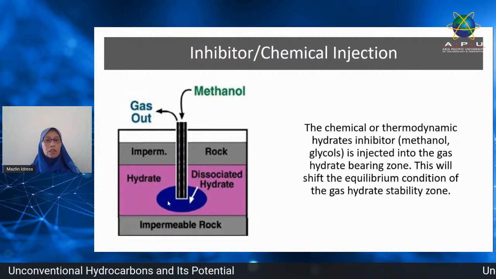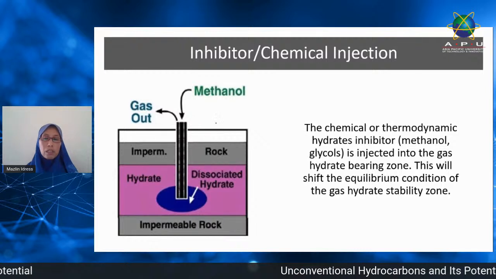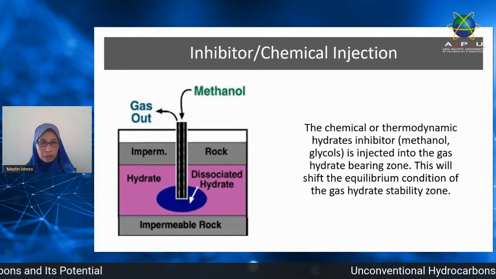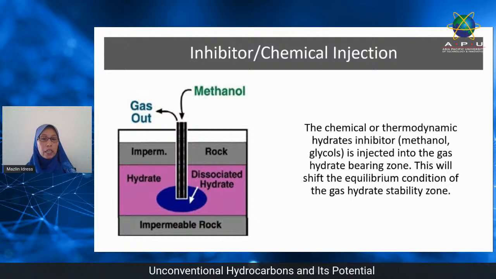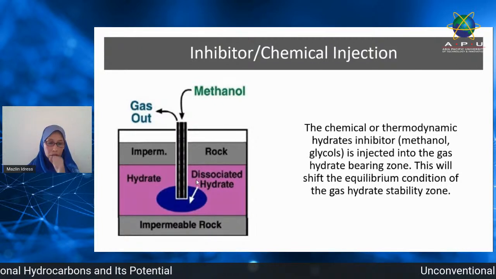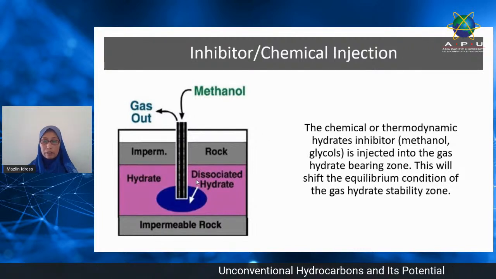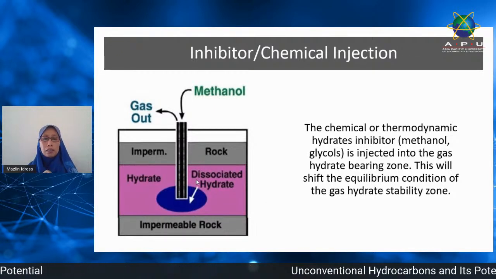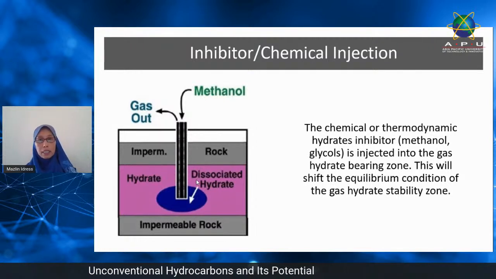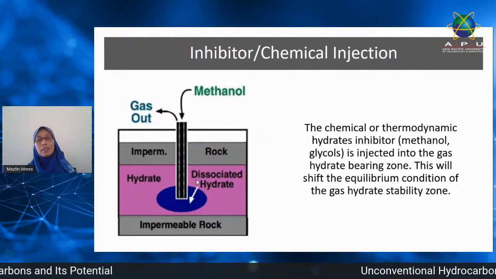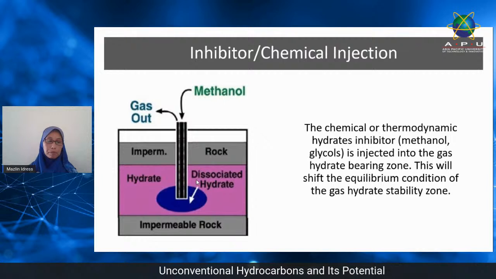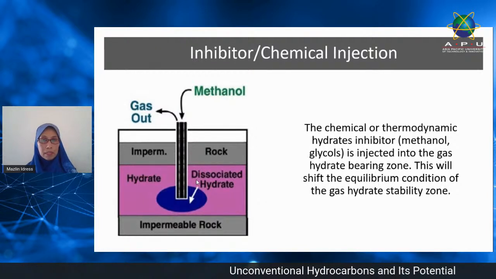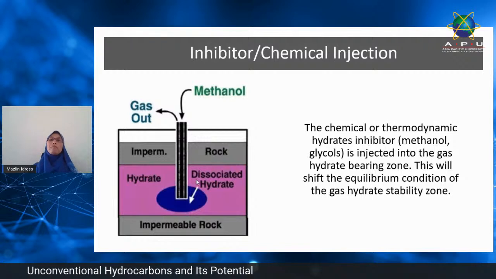For this method, for example, as shown in the figure here, a chemical or thermodynamic hydrate inhibitor such as methanol or glycols is injected into the gas hydrate bearing zone. This will shift the equilibrium condition of the gas hydrate stability zone. It will shift the gas hydrate curve, the gas hydrate boundaries, to high pressure and low temperature, where the natural gas hydrate is automatically dissociated. Basically, you are shrinking the gas hydrate stability area. So if the gas hydrate resides outside of the stability zone because of the shrinking process, it automatically dissociates to give the methane gas.